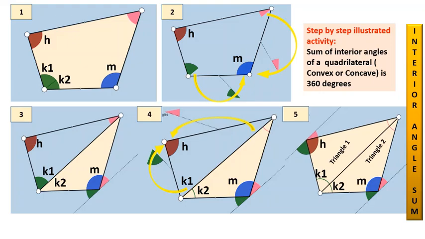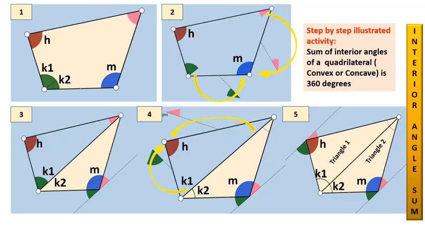H is the same, M is there, and the green angle K1 and K2. See where it goes and sits, that yellow arrow mark. It is shown from the pink, it will come and sit there near M. Similarly, K2 will come and sit there near M. So that will become 180 degrees. The blue colored M will become 180 degrees because of half of the pink and half of the green.